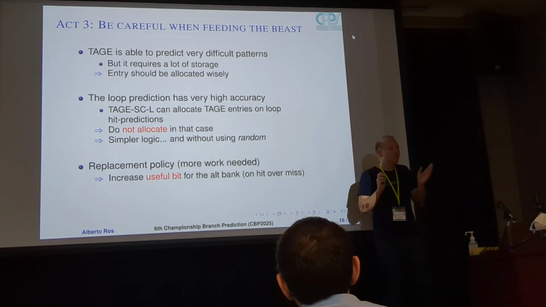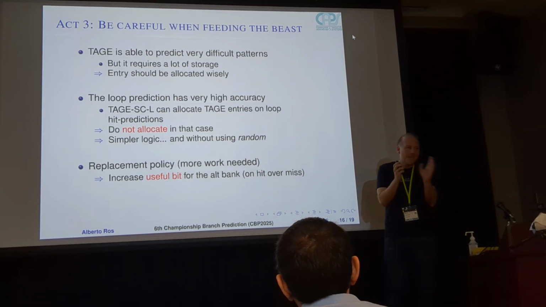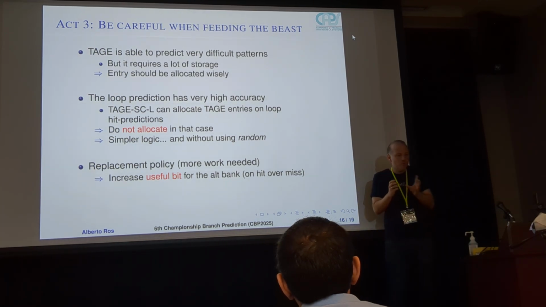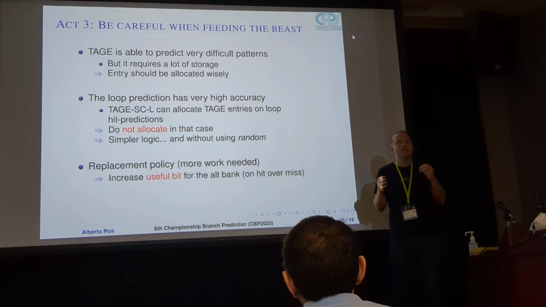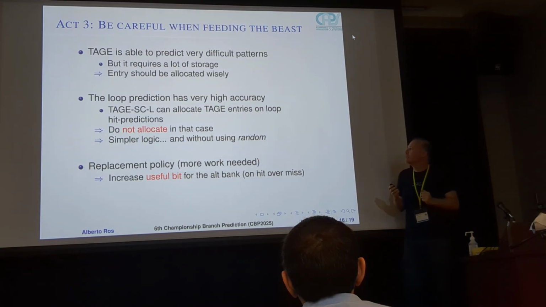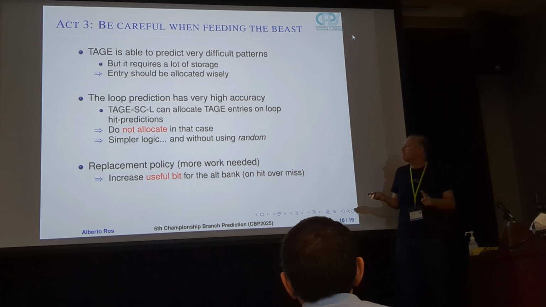And finally, be careful when feeding the beast. TAGE is able to predict everything, not everything, but many things, very fast. It's in loops, but we need to be careful not to add information to it when the other components can do it well. For example, for a very easy loop predictor, I was seeing that TAGE was allocating more than 100 entries. That couldn't be a good sign, right? So the key thing here is not to allocate in the TAGE prediction if the loop predictor is telling you it's very confident. And with that, it's much simpler logic.